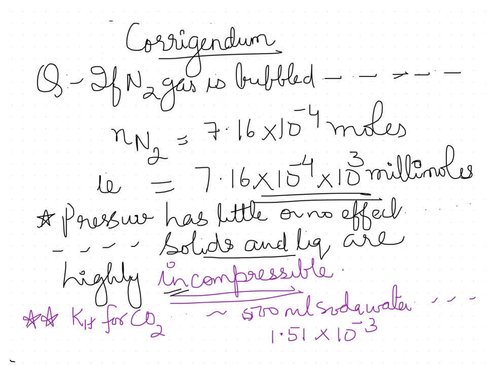And the third, there was a question for KH for CO2, in which there was 500 ml soda water. I had written it as 0.51. I calculated it, and one of the students also told me that it is 1.51 into 10 to the power minus 3. I had written it as 0.51 into 10 to the power minus 3. Is it clear? Okay, fine.